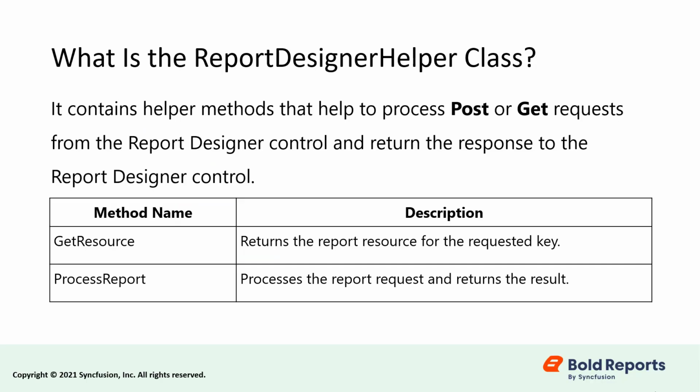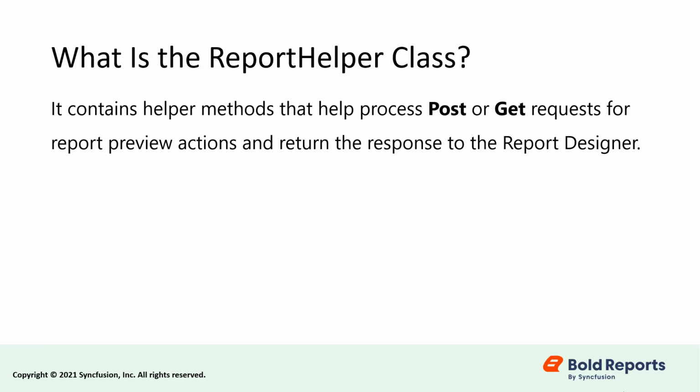The ReportDesignerHelper class contains helper methods that help to process post or get requests from the Report Designer control, and return the response to the Report Designer control. It has the following methods. The GetResource method is used to return the report resource for the requested key. The ProcessReport method is used to process the report request and returns the result. The ReportHelper class contains helper methods that help process post or get requests for report preview actions and return the response to the report designer.